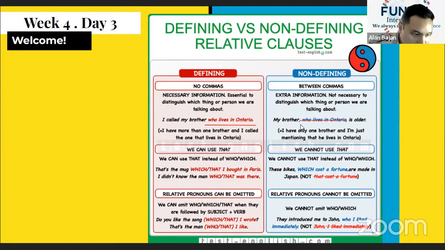And always look at the commas. You see, commas. Rule number 2. Defining clauses. We can use that. Pay attention to this rule. We can use the pronoun that. That is for people and things, animals.